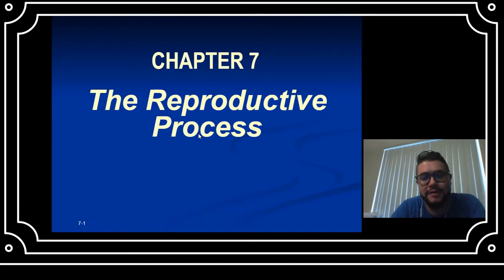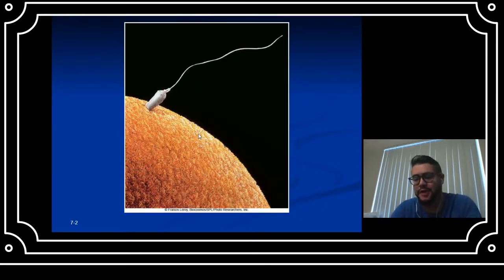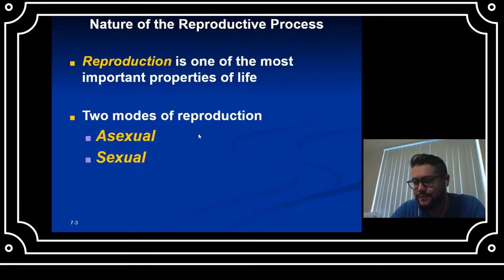Today we're going to be discussing the next chapter in our introduction unit. And this chapter is chapter 7 on the reproductive process. And when most people think of the reproductive process, they think of this, right? Sperm and egg meet. They produce an embryo, and then that embryo develops into a young. But it's a little bit more complicated than that. We're going to go over the details here today.